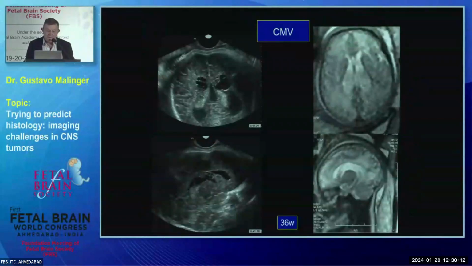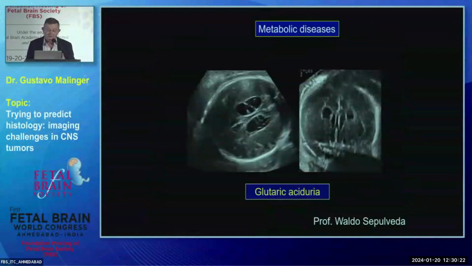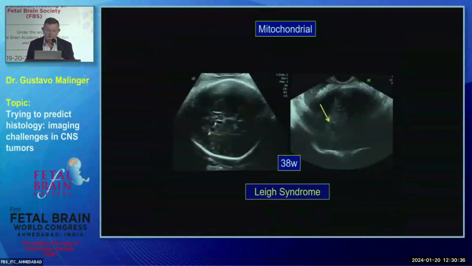This is a periventricular cyst, but actually there are destructive processes that usually occur associated with other brain signs of CMV. This is a case by Waldo Sepúlveda with huge cysts, and it was a case of glutaric aciduria. For glutaric aciduria it is possible to do a postnatal treatment, so these children do well.